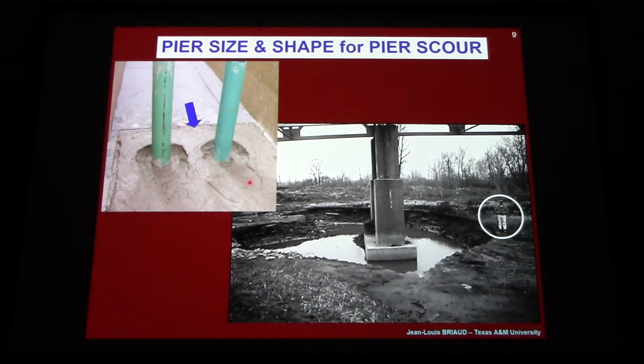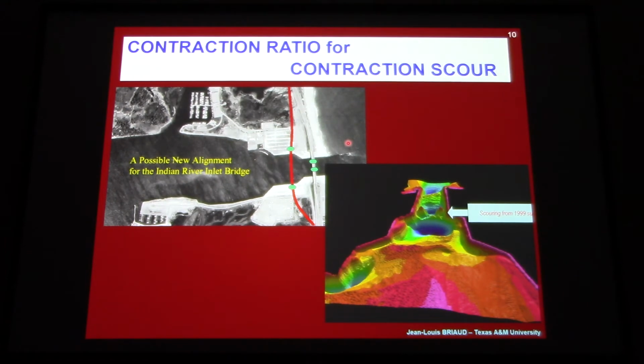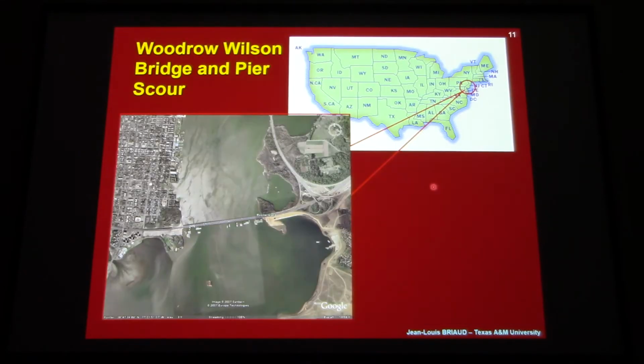When it comes to scour, you can see the size of this person right here and the size of the hole. The water is flowing in this direction and making a hole because of the obstacle that the pier represents. Here's the Indian River Inlet in Delaware. The water is flowing back and forth due to the tides, and when it goes in this direction, you can see the big hole that's created because the water is being contracted in the flow. So these big holes certainly can develop.